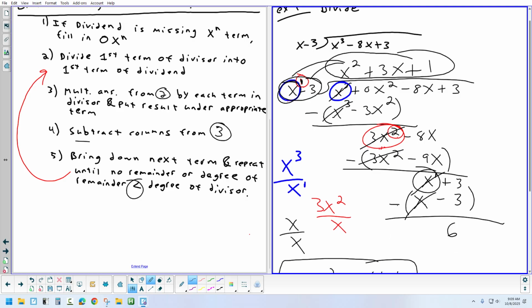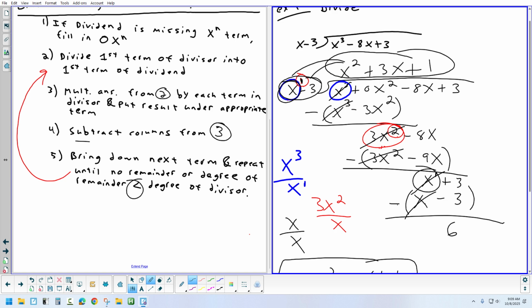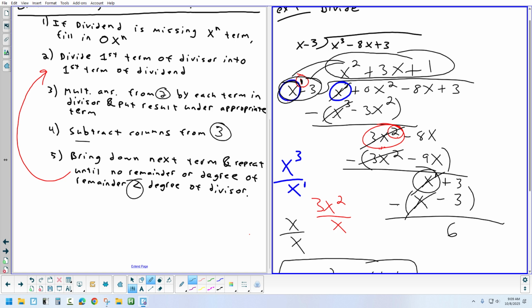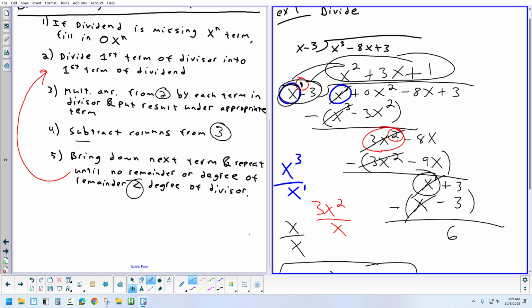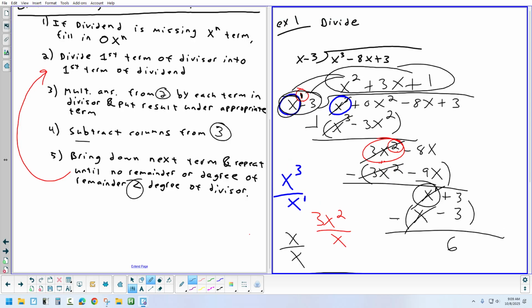How did you get positive 3x squared if you minus 3x from 0? Positive 3x, so 0 minus 3x.